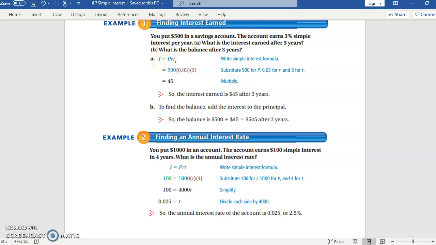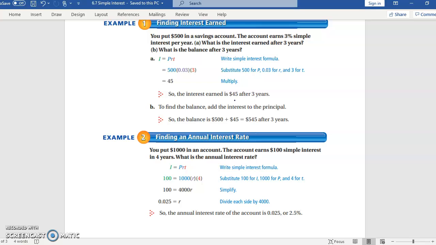Then you're going to plug in the information that you know. You are putting in $500. That's your principal. So that's going to go where the P is. You know that it's 3% interest. So 3%, you have to write that as a decimal. So 0.03. And you know it's for 3 years. So 3. It's already in years. So then you just multiply those 3 numbers together and you get 45. So the interest you will earn in those 3 years on that $500 is $45.